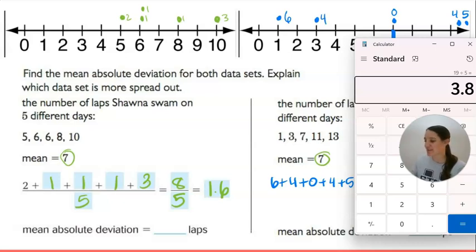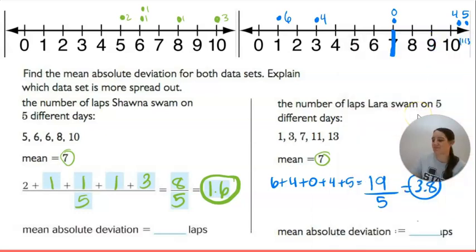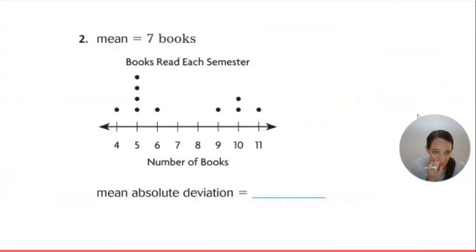So by looking at these mean absolute deviations, we can definitely see that Shauna is the more consistent swimmer, swimming the same thing more often than Laura. Laura is very spread out in how many laps she swims. Okay? All right, let's do one more.